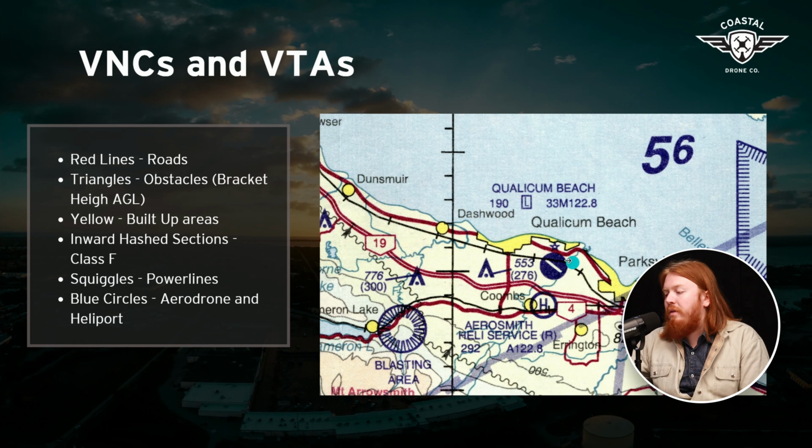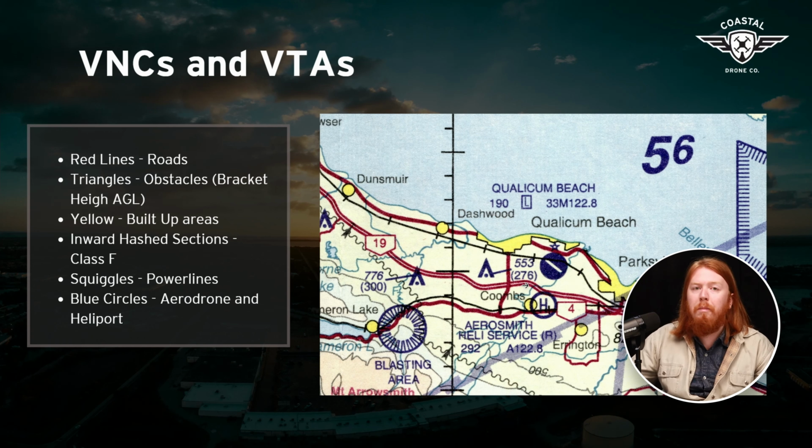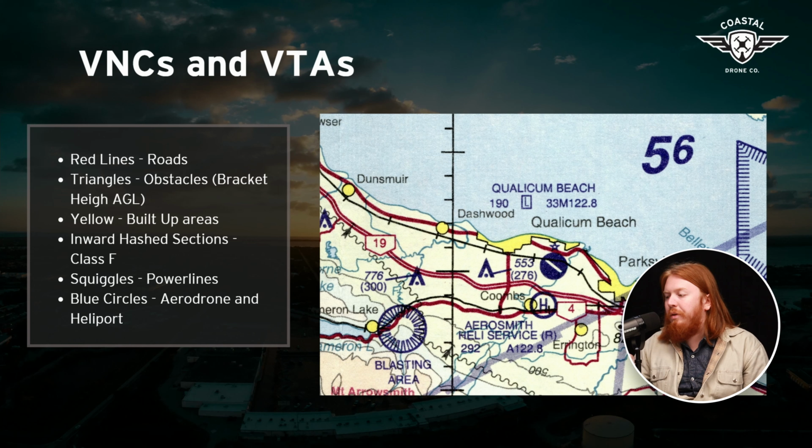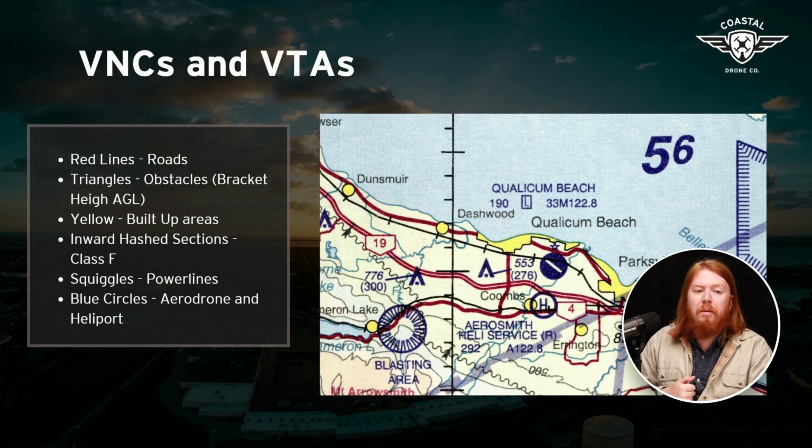If you look at this obstacle here, you'll see that its height is 553 feet above sea level. That means a pilot using an altimeter reading above sea level will know they need to stay above 553 feet to avoid this obstacle. Then for you as the drone pilot underneath, 276 is the height above ground level. So you'll know that to avoid this obstacle, you'll need to be above 276 feet AGL.